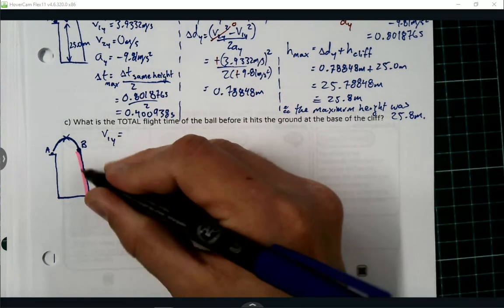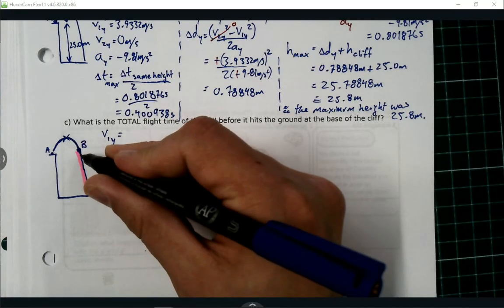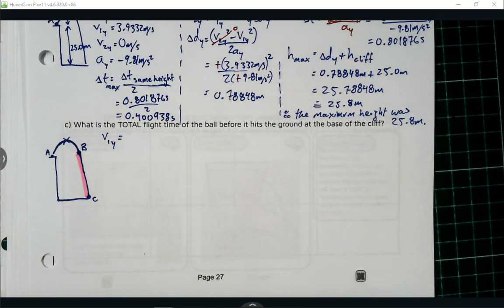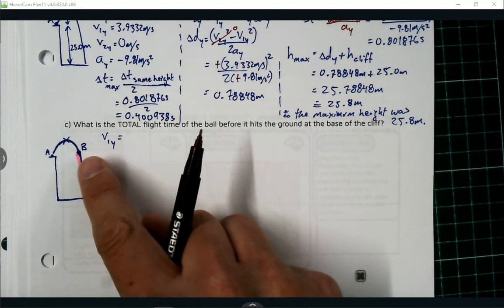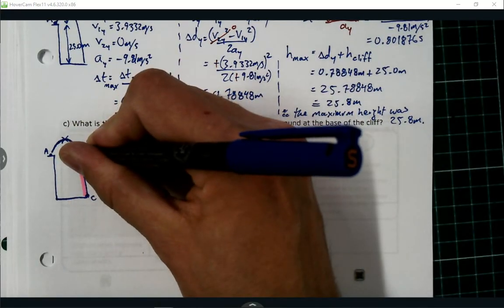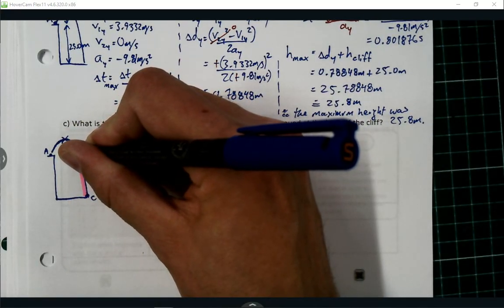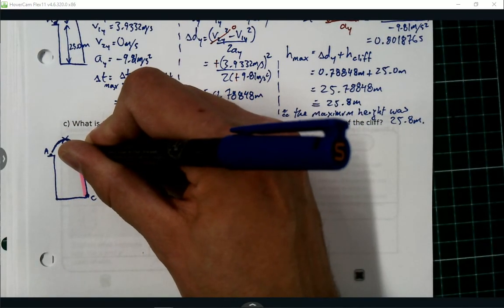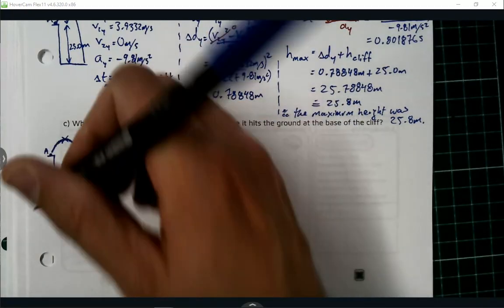So I'm just going from B to C right now. I've highlighted in pink the path that I'm going to take. And so when I say V1y, what I mean is, what's the velocity at point B? You see what I mean? All right, so right here.